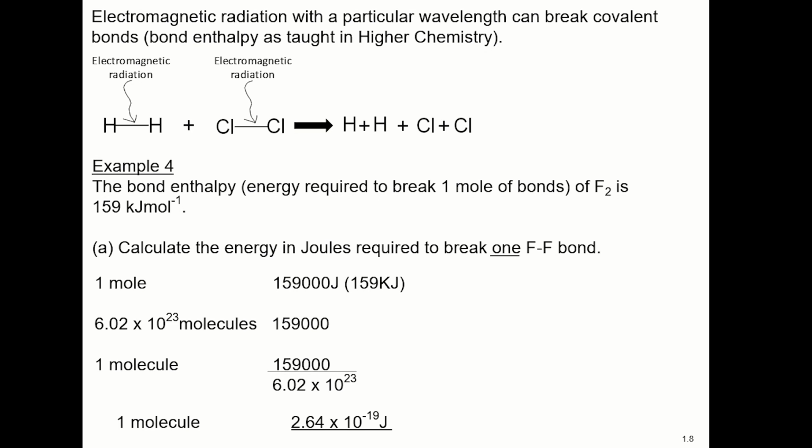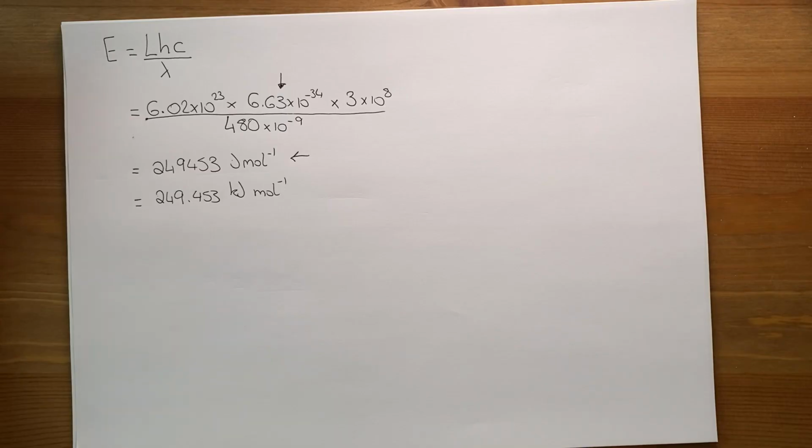Not so much looking at our light in this case, but I won't do this on the paper. All it's done here is saying that 1 mole is this number of joules, because it's 159 kilojoules, that should be a small k. And remember, 1 mole is this number of molecules, and that's the same energy. So for 1 molecule, if I divide the energy by Avogadro, 6.02 times 10 to the 23, that will give me 1 molecule's energy to break 1 molecule. But then from that, we can say what wavelength of light would be required to break the above bond.